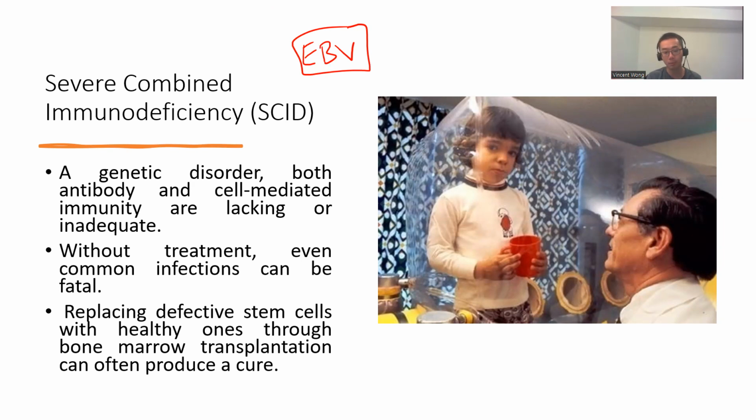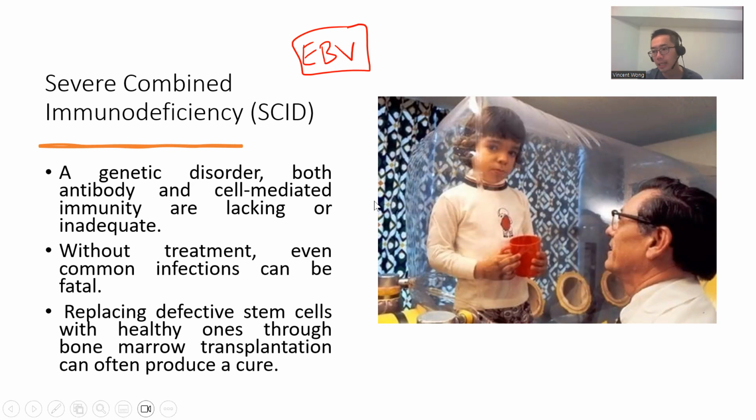So along with the bone marrow transplantation, the boy got the EBV from the sister. The sister was fine because her immune system suppresses the virus, but the boy was not able to suppress the virus, and the virus is known to cause things like leukemia, and that's how he died.